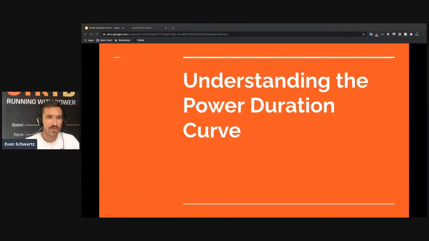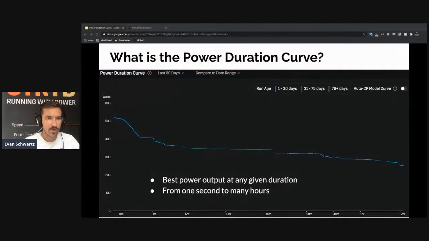So starting off, what is the power duration curve? The power duration curve is your best power output at any given duration from 1 second to many hours. In my case, I have a little bit over 2 hours of data in my account, but it can absolutely go up to the order of 3, 4, 5 hours. It's just the power that you can output for a certain duration. It happens to look like a nice curve shape.